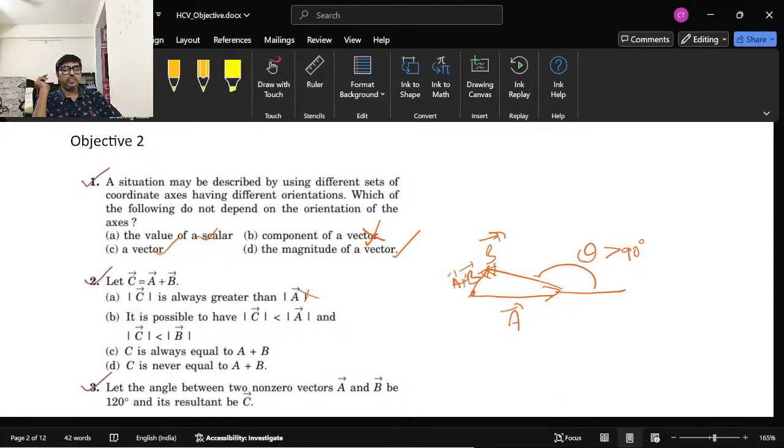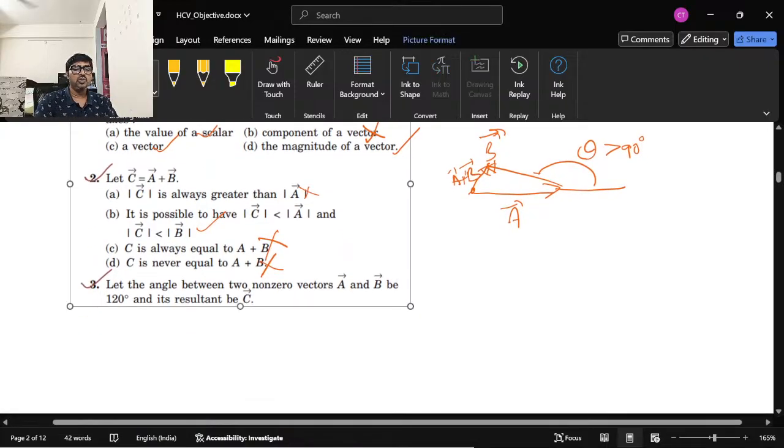Now it is possible to have mod C less than A and mod C less than B. Just now we have seen, yes, possible. C is always equal to A plus B? Absurd. C is never equal to A plus B, except when theta equals 0. So that is also wrong. So what is the answer there? Only option B. It is one or more than one answer? Answer is only one.